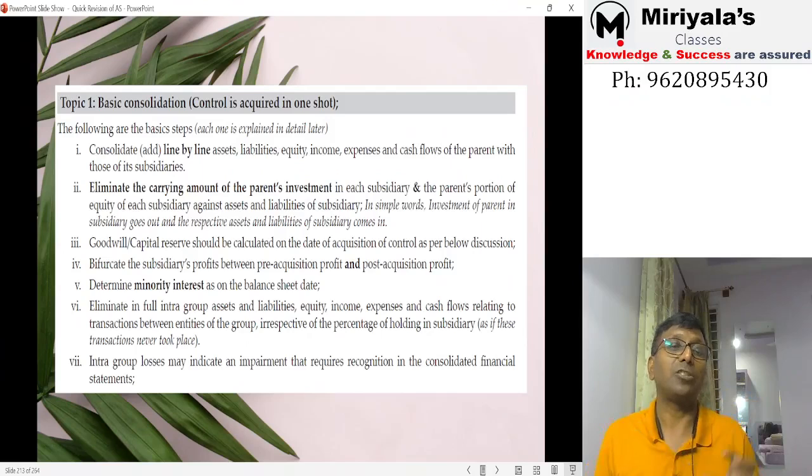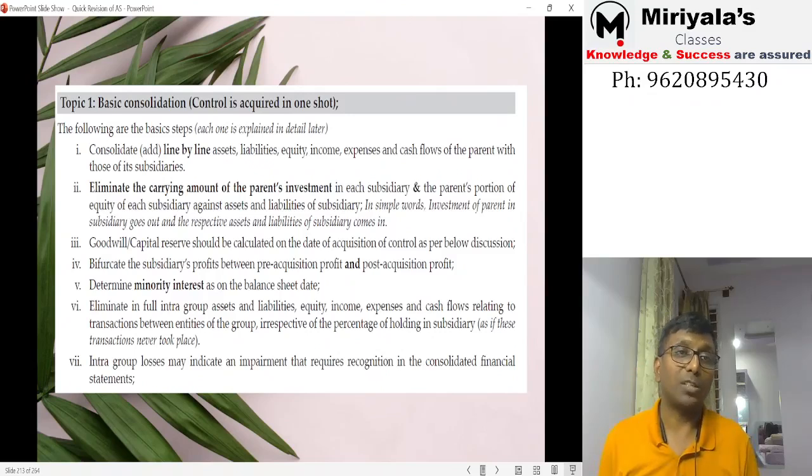This is topic number one, which I will call basic consolidation, that is, balance sheet consolidation. Topic number two is P&L consolidation. In basic consolidation, what are the important points? One is line by line consolidation. That means all assets, liabilities, income, and expenses of the parent company plus the subsidiary company equal the CFS. Like that we will take it. But yes, there will be some adjustments.